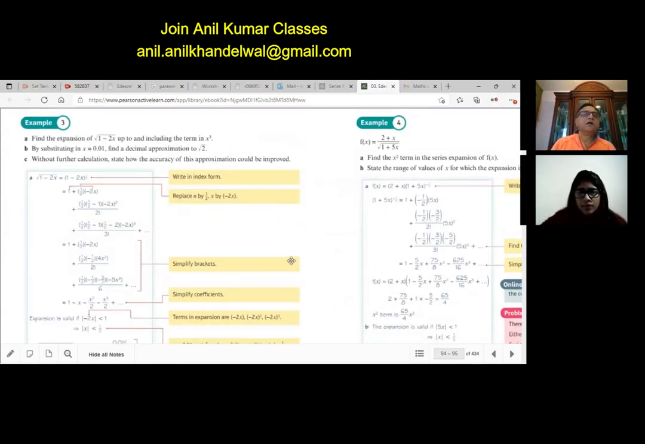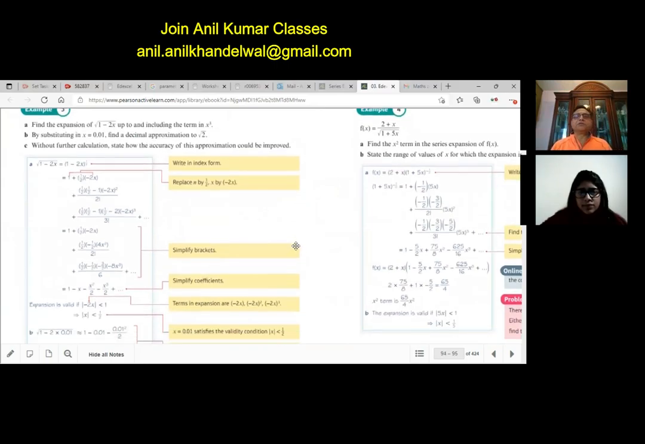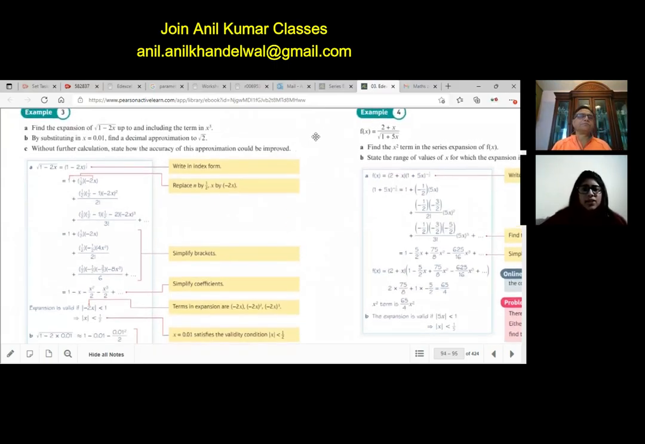Good. So can you please read example number 3? Find the expansion of root 1 minus 2x up to and including the term in x cubed. And then by substituting in x as 0.01, find the decimal approximation of square root of 2. So they just subbed it in, right?